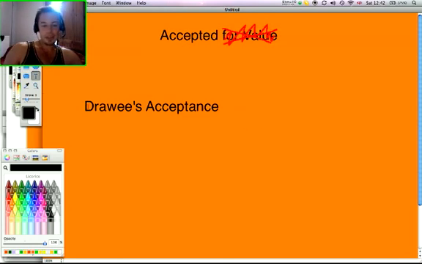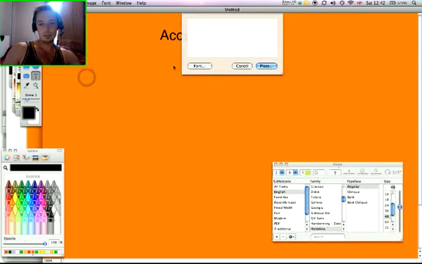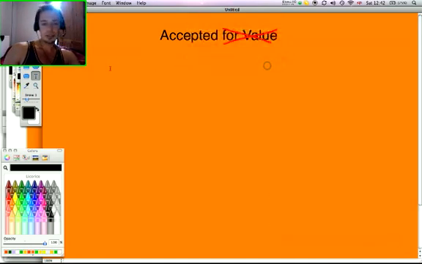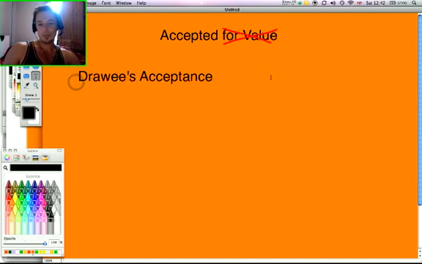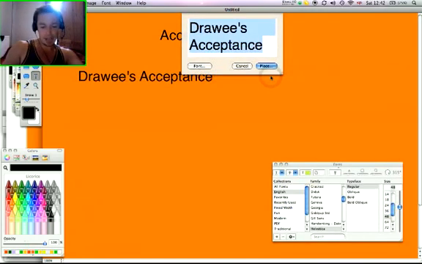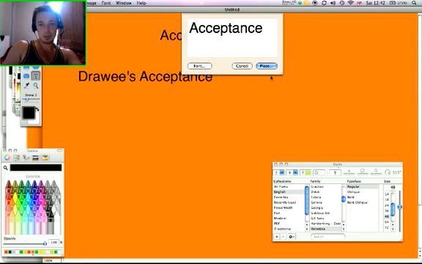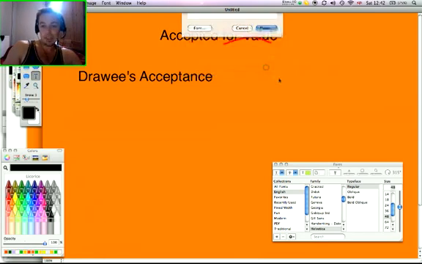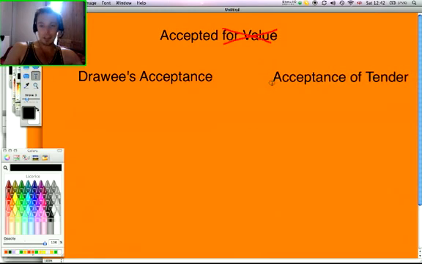So let's look at the drawee's acceptance. That's the acceptance of the obligation to pay. Acceptance of tender, for example, would be if somebody sent you something with the intention of giving the ownership rights to you, right? If somebody sent me a box of chocolates, I'd say thank you very much, that's so kind of you, I accept the gift. It's mine now. Thank you very much, I appreciate it. The chocolates are now mine.